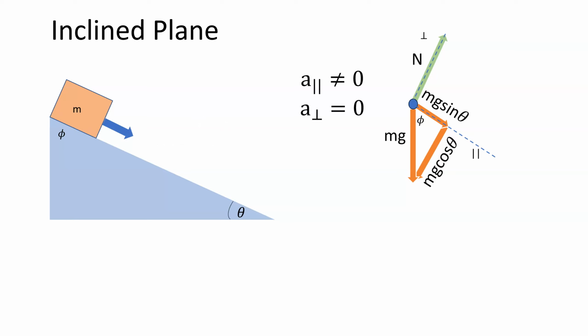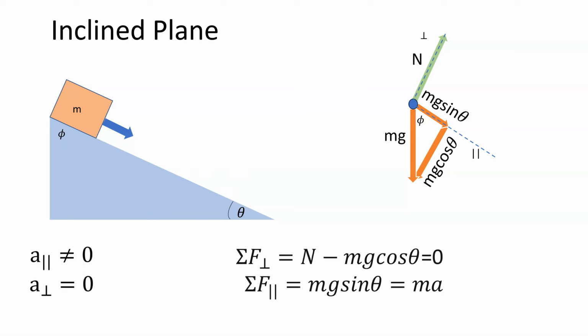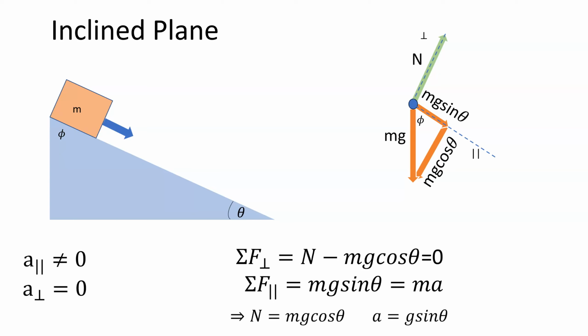Now that we have our components, we write Newton's second law in the perpendicular direction. That equals 0 because the acceleration is 0 in the perpendicular direction. We write it in the parallel direction, and this is not so interesting. What shakes out is that the normal force has to balance the component of weight that points perpendicularly.